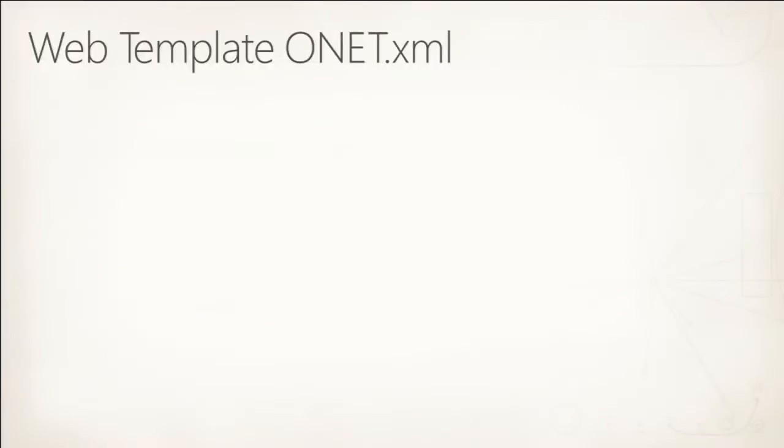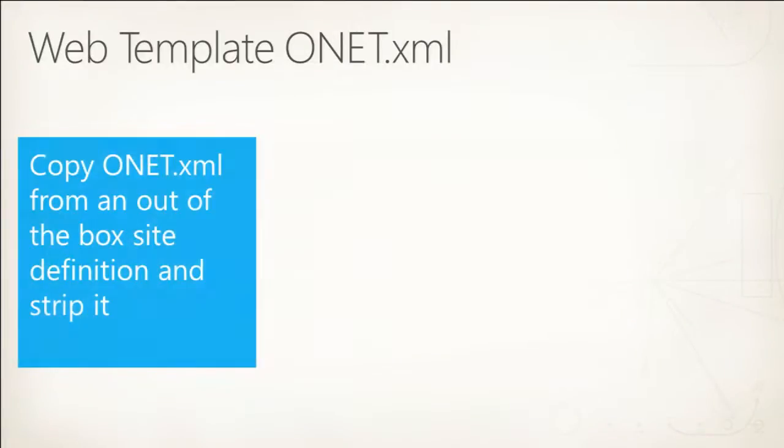If we look at the web template's onet.xml, the easiest way to create your onet.xml for your web template is to start with a copy of the onet.xml from an out-of-the-box site definition, and then strip everything from it that's not supported in a web template or that you don't want in it. So take out all the modules, take out all the configurations but one, and make sure that you take out all the list instances and the document library instances that you don't want in there.